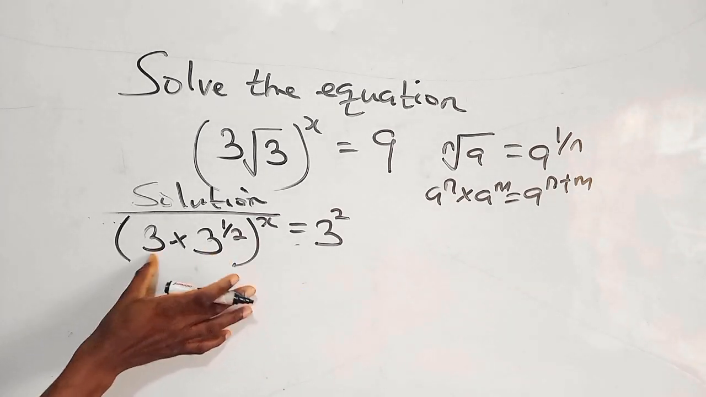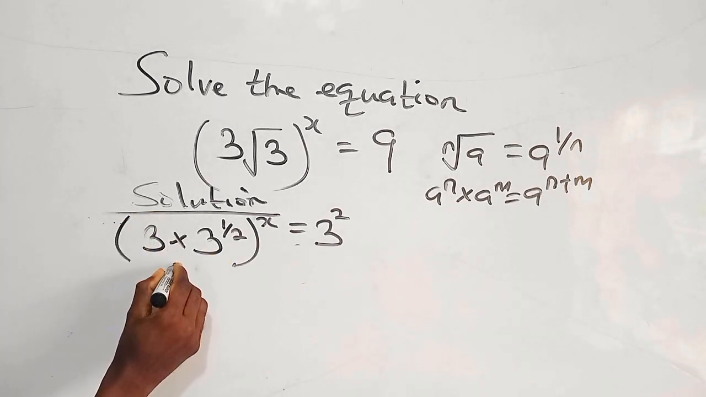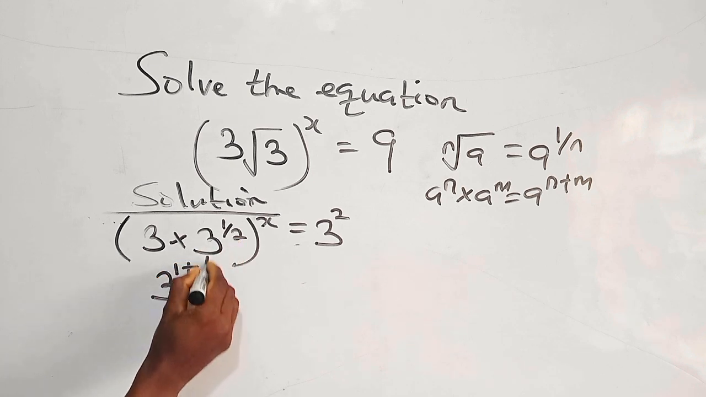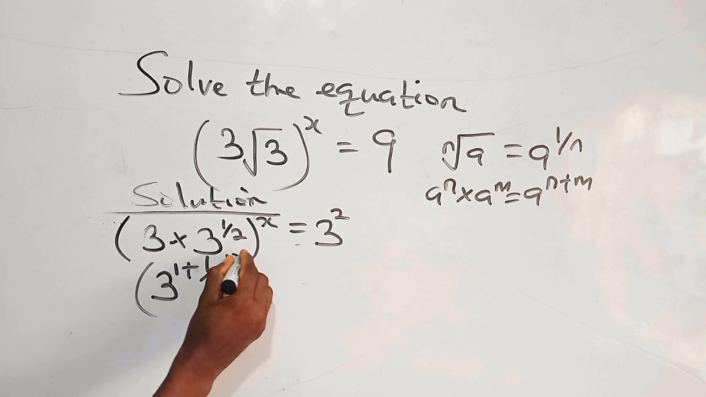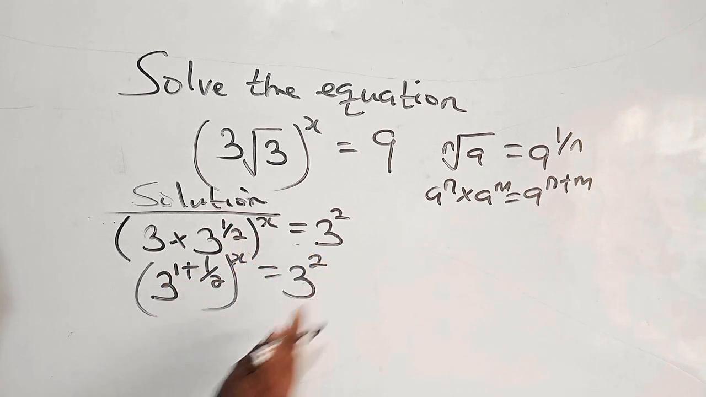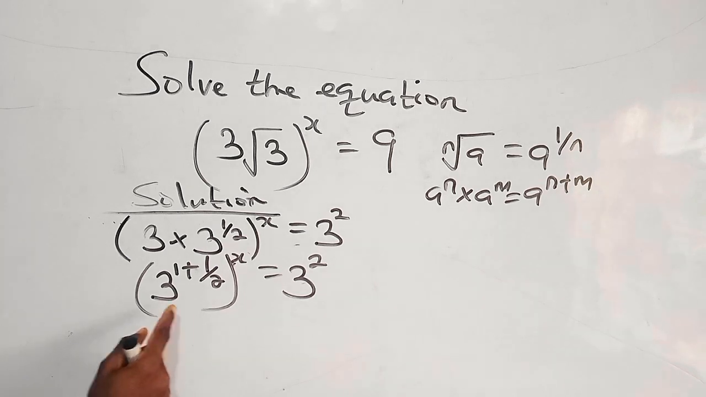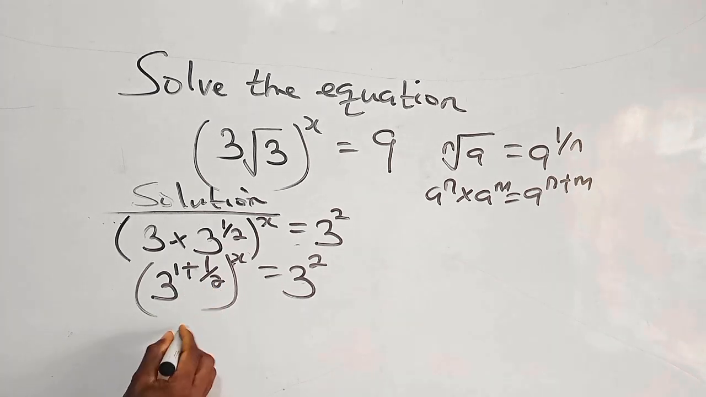Okay, so when I do that here, I have 3, and 1 as a power here. So 1 plus 1 over 2. Do not forget, we still have our index to be x. So it equals 3 raised to power 2. For me, I can take care of the power here. I can write this power as 3 raised to power 3 over 2.